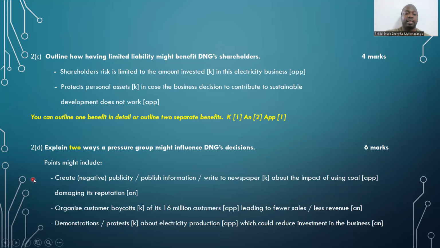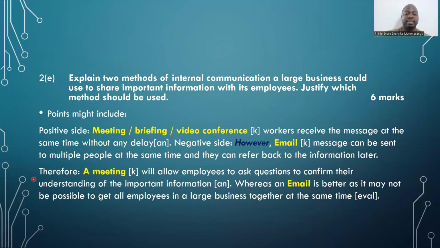All right. Then let's go to the last part, which is the most tricky part, part E. Explain 2 methods of internal communication a large business could use to share important information with its employees. Justify which method should be used. So in this case, you may simply go on to explain first the 2 methods that you have identified. In this case, we have the meeting and the email. So you first explain what they're all about. Then you go on to justify, to show which one they should use.